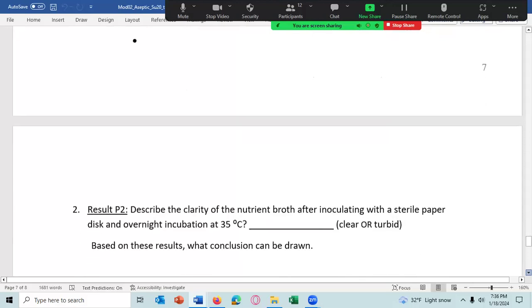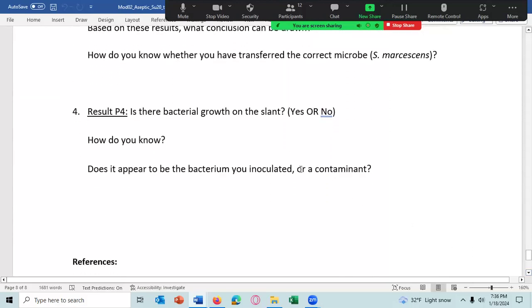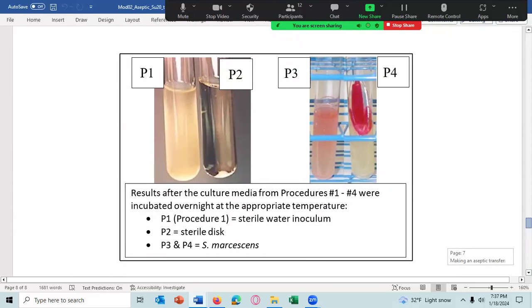Scroll down to the questions. Question number 4 for procedure 4. Is there bacterial growth on the slant? All you need to say is yes or no. And then for B, how do you know that there's bacterial growth on the slant? And you just give your answer, okay? And then for C, does it appear to be the bacterium you inoculated or a contaminant? And I suppose you should say a little bit why.